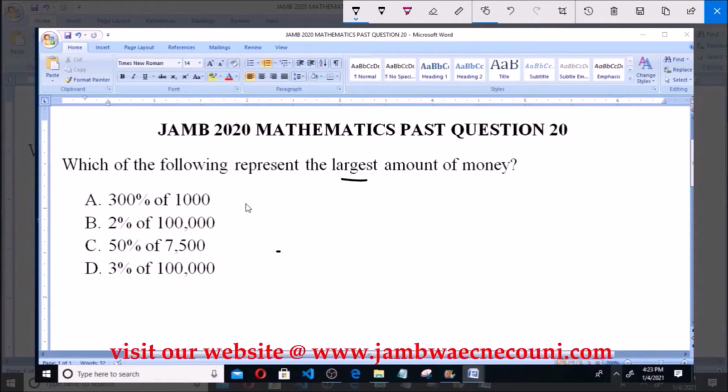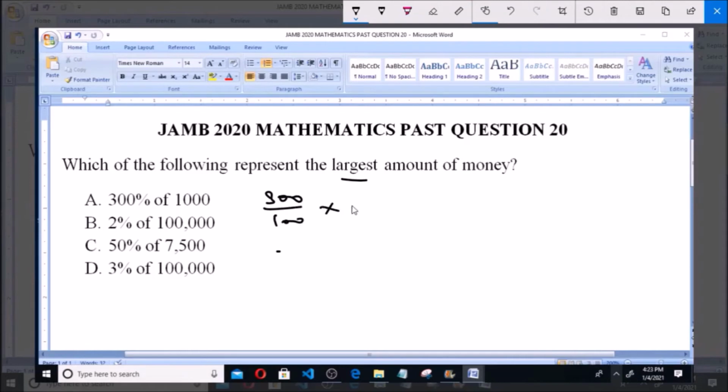Option A says 300% of 1,000. Now 300% of 1,000 simply means 300 over 100 multiplied by 1,000, and that will give us 3,000. Now 2% of 100,000 simply means 2 all over 100 multiplied by 100,000. We cancel this zero and this zero, and then 2 times 1,000 will give us 2,000.